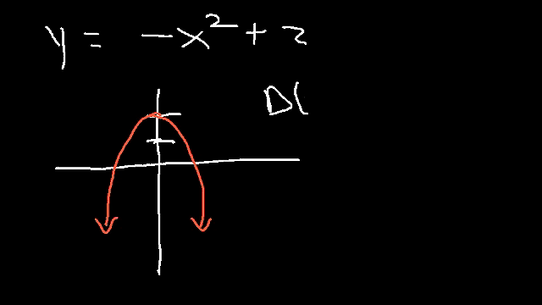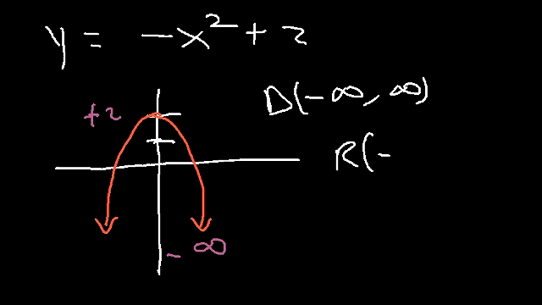The domain of this function is going to be the same, all real numbers. There's no restrictions on the value that you can plug in for x. So what is the range for this function? What is the lowest y value and what is the highest y value? The lowest is -infinity. The highest is 2. So the range is from -infinity to +2.